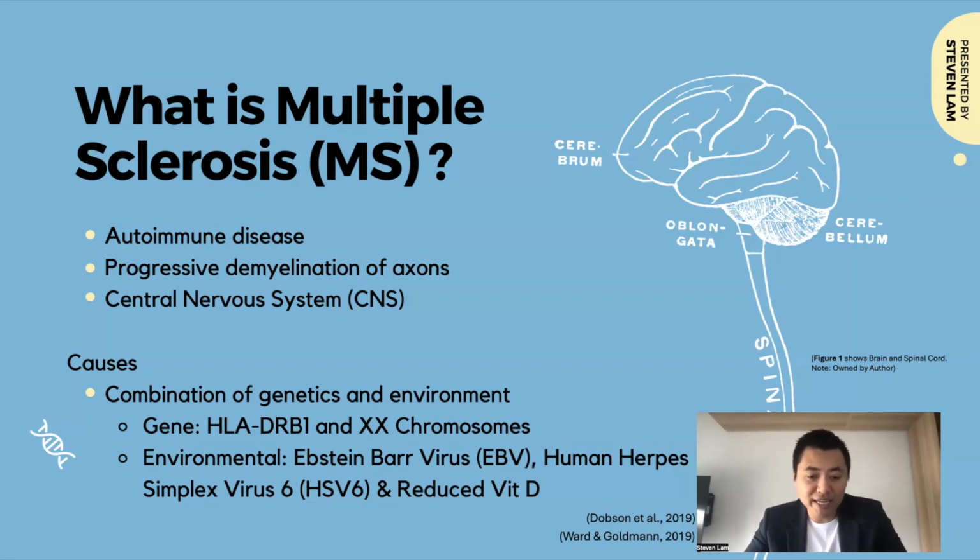So if you have the gene HLA-DRB1 or XX chromosomes, which means if you're female, you're more likely to have MS. But also if you've been exposed to the Epstein-Barr virus, human herpes simplex virus 6, or if you have reduced vitamin D, you're also at risk as well.